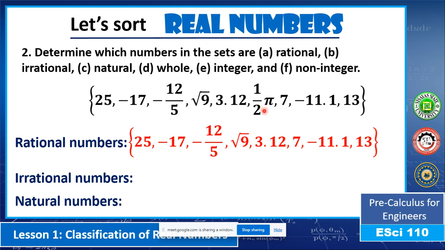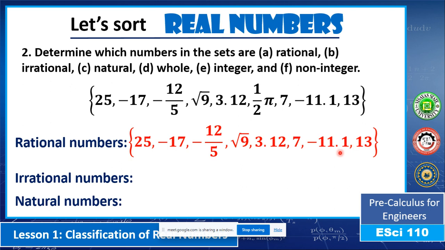Oy, class. This can no longer be rational. Even though there is a 1/2, even though it looks like an expression of two integers, there is a pi beside it, so therefore it's not a rational number. How about 7? Of course, it is a whole number, so part of the rational numbers. The same with negative 11.1 and 13, still rational numbers.